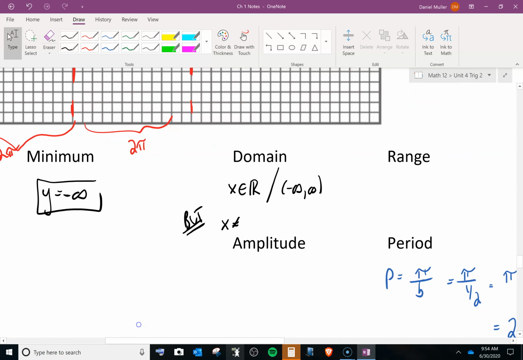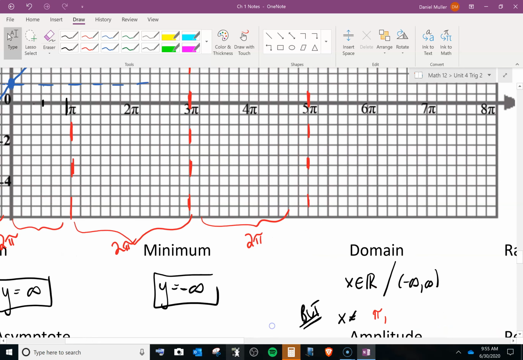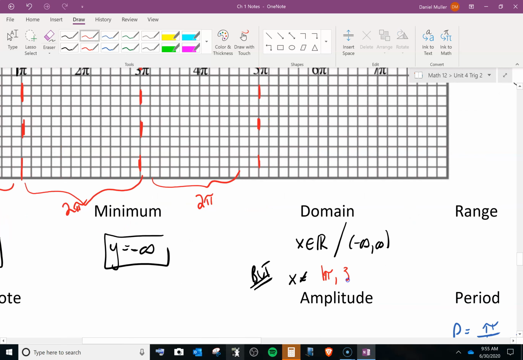So our domain is allowed to be any number we want, but it's not allowed to be pi, 2 pi, not 2 pi, 3. The next one was 3, I think, right? 1 pi, 3 pi, 5 pi, and then it's kind of dot, dot, dot, and dot, dot, dot on the left. You can see the pattern. So that would be the domain.